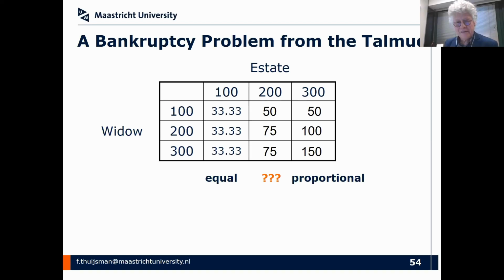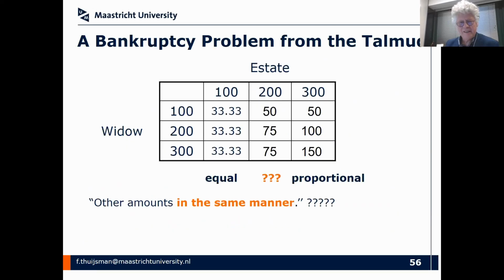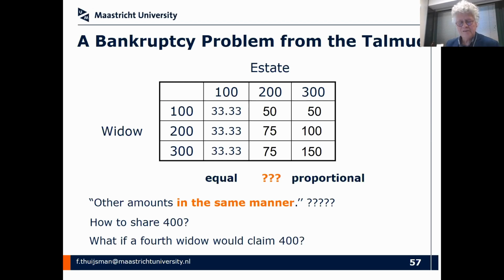And there's a very intriguing statement at the end of this so-called Mishnah. So Mishnah is one of these stories in the Talmud. So it says that similarly, if it's about any other amount, well, you just share it in the same way. Sharing in the same way? Wow, how's that? How do we share 400? What if there's 4 women rather than 3? So people have been confused for many centuries because no one understood how to do that.